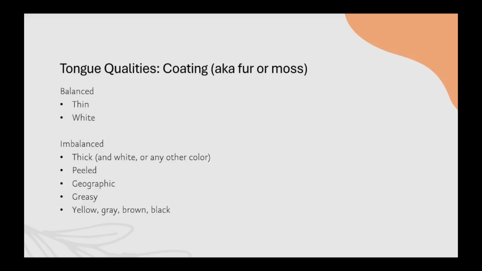And it could also be a patchy coating, so there are pieces of the coating missing. That's more rare. It's called the geographic coat. It can sometimes be hereditary. And then there's also a greasy coating, a slimy quality to the coating that, unsurprisingly, is associated with dampness or phlegm in the system.